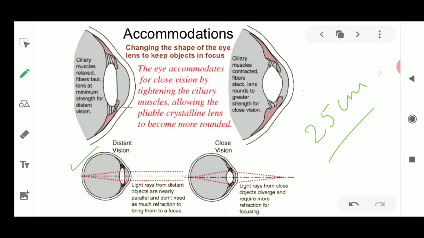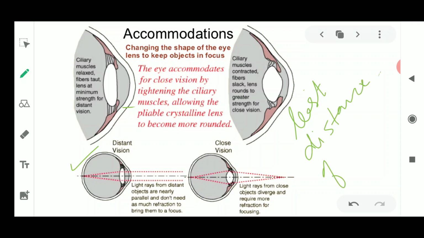So this distance is also known as the least distance of distinct vision. Now what is this distinct vision? Distinct means clear vision, and least means it is the smallest distance.